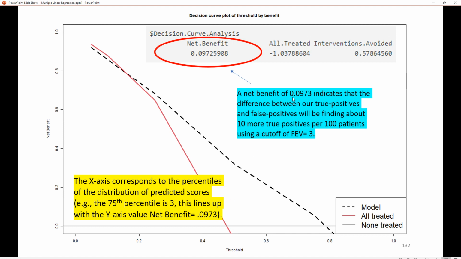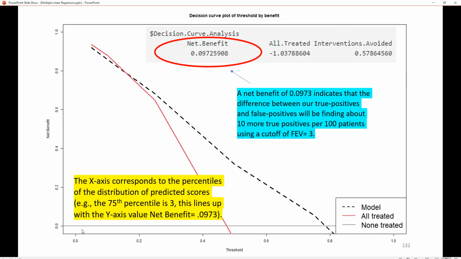And a net benefit of 0.0973 indicates that the difference between our true positives and false positives will be finding about 10 more true positives per 100 patients using a cutoff level of FEV equals 3. So for every 100 patients we do, if we use a model, that model would give us about 10%. So based on our cutoff level of 3, for every 100 patients we see, we're going to have about 10 more true positives than false positives.